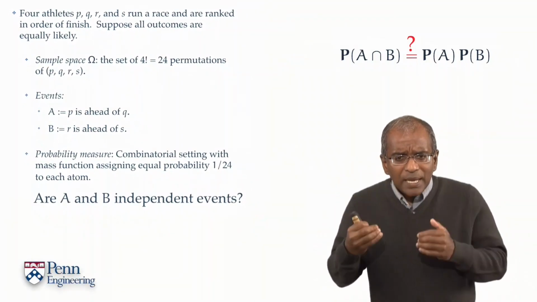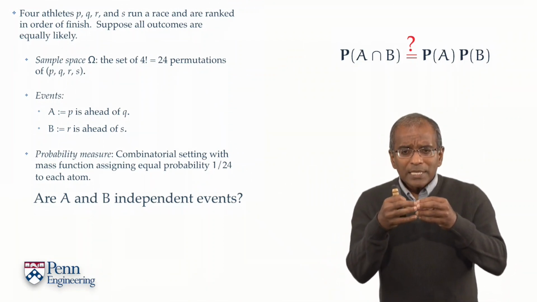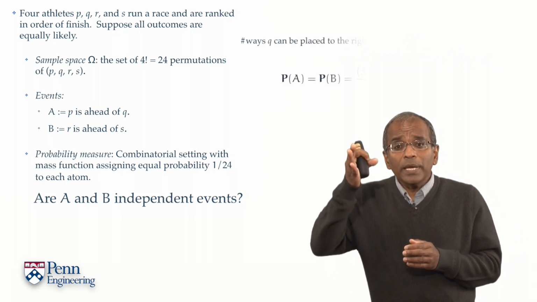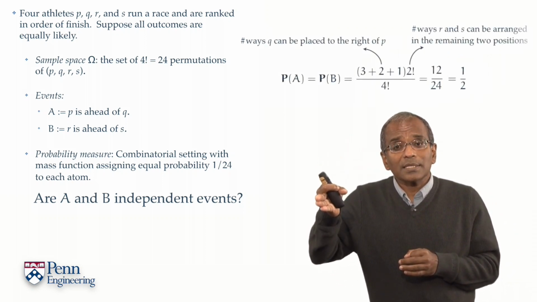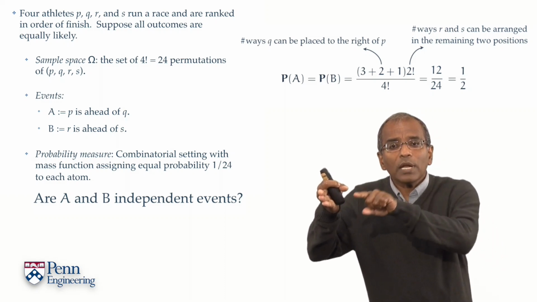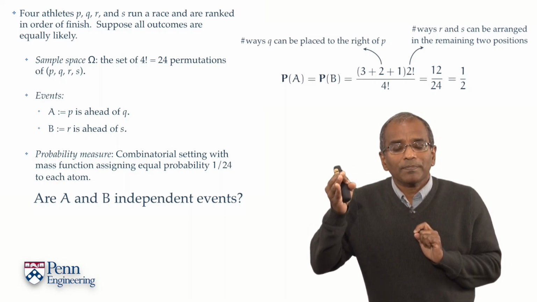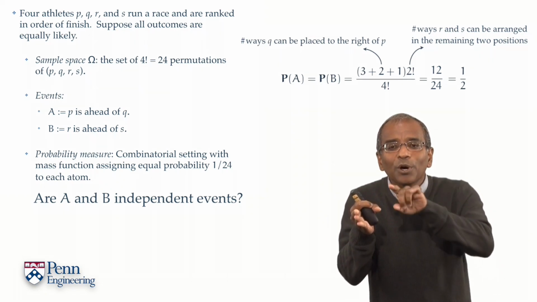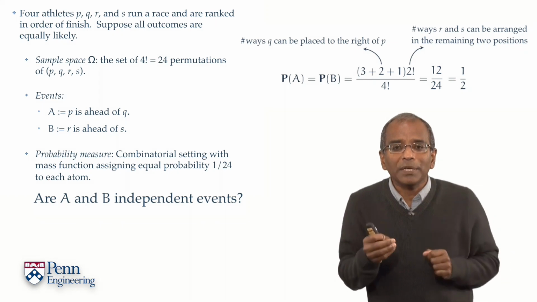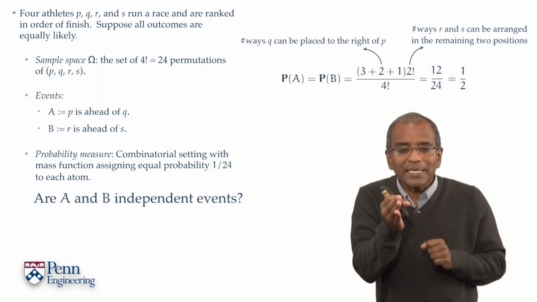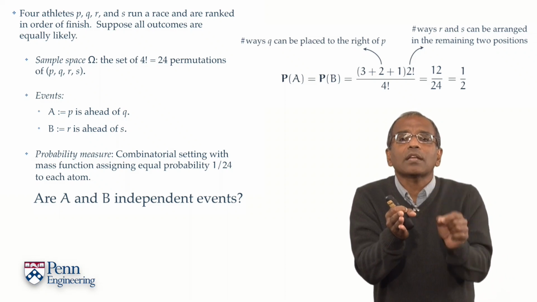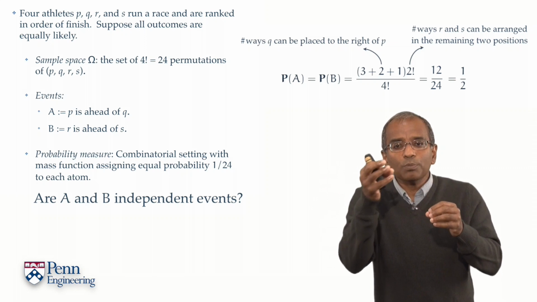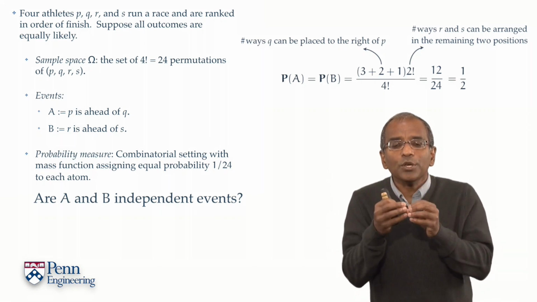Now, if P is to be ahead of Q, we can decompose it in the following ways. P could be the first. If that's the case, then P will certainly be ahead of Q, and Q will have 3 possibilities. Or P could be second, but in that case, for P to lead Q, Q must be in one of the 2 possibilities following P. Or P could be in the 3rd place, and if that's the case, Q must be in the last place if she is to follow P. And therefore, there are 3 plus 2 plus 1 possibilities for putting Q to the right of P.